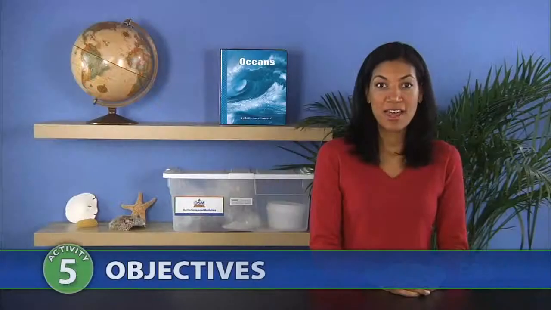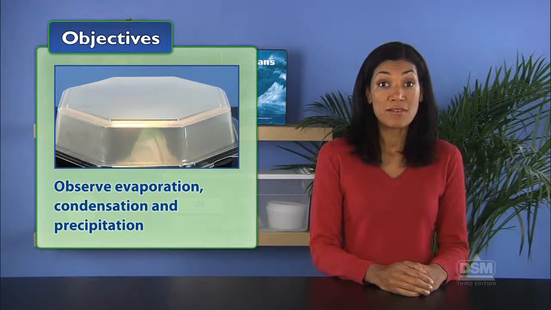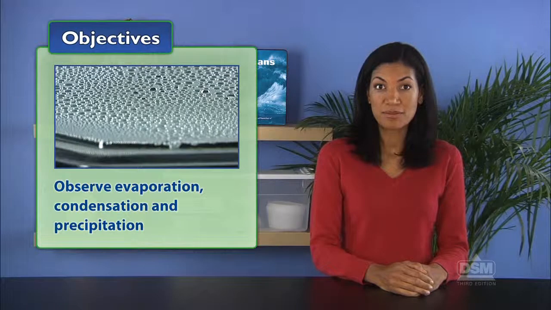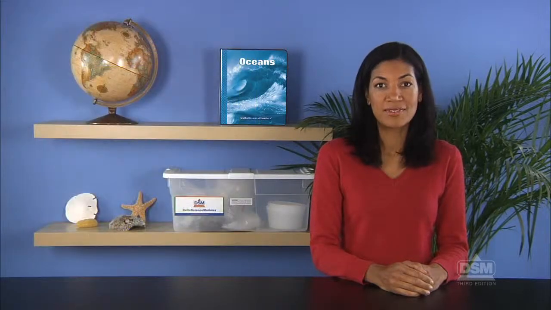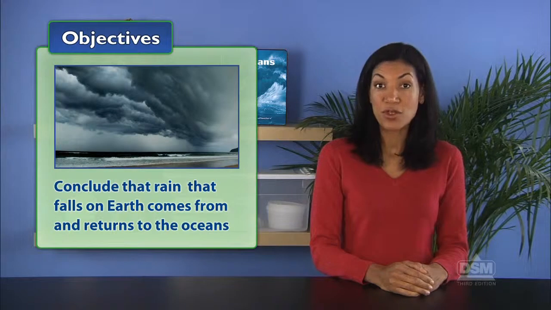In Activity 5, the water cycle, students learn how the water in Earth's oceans gets continuously cycled through the environment. They first make water cycle chambers and observe evaporation, condensation, and precipitation. From this, they conclude that most of the precipitation that falls on Earth comes from and returns to the oceans.